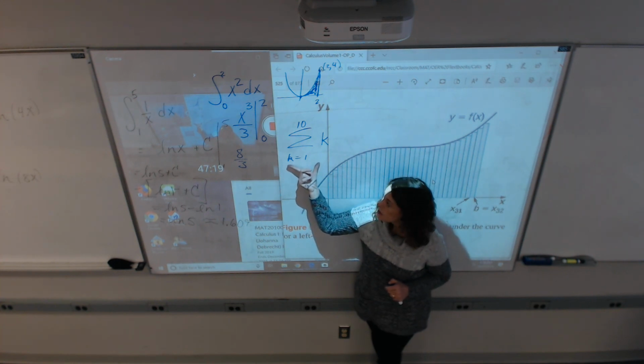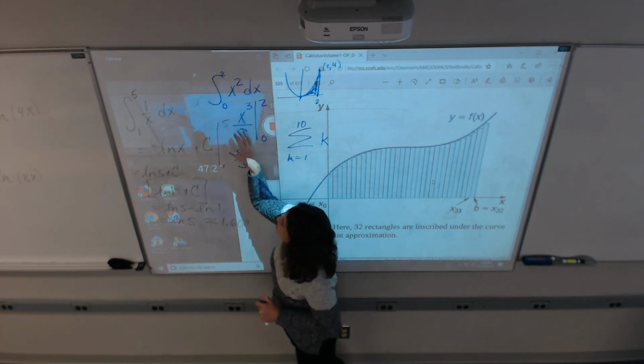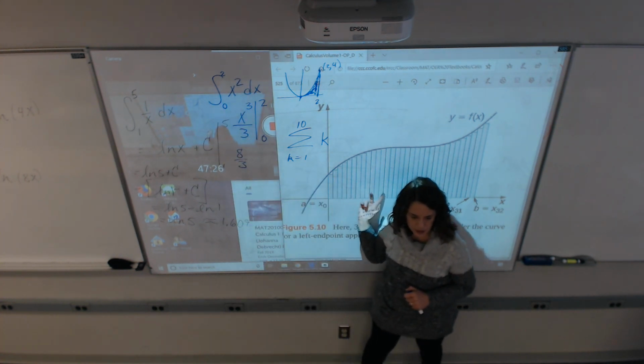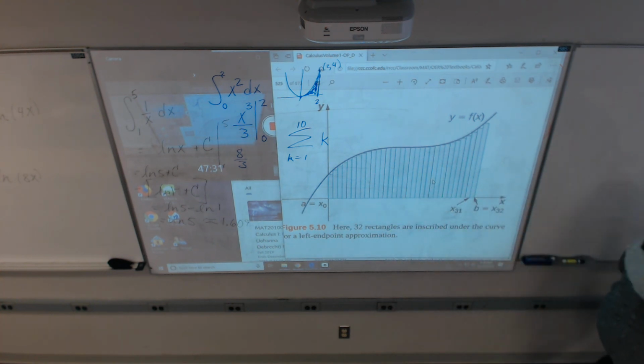This is used in the definition for this, right? Which is how you can use the antiderivative to come up with the area under this curve, right? Okay, so I'm going to stop here for today.